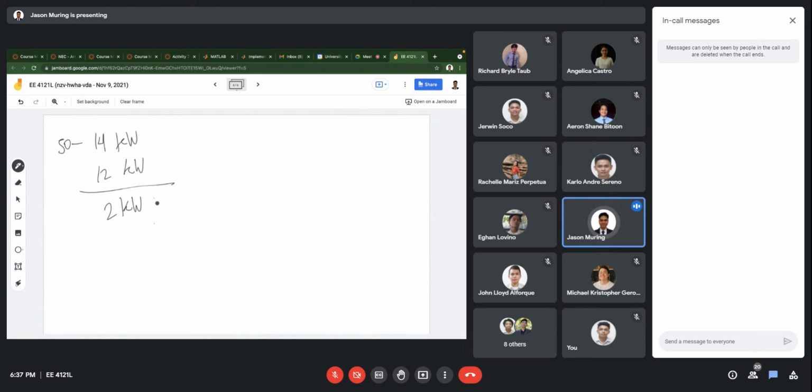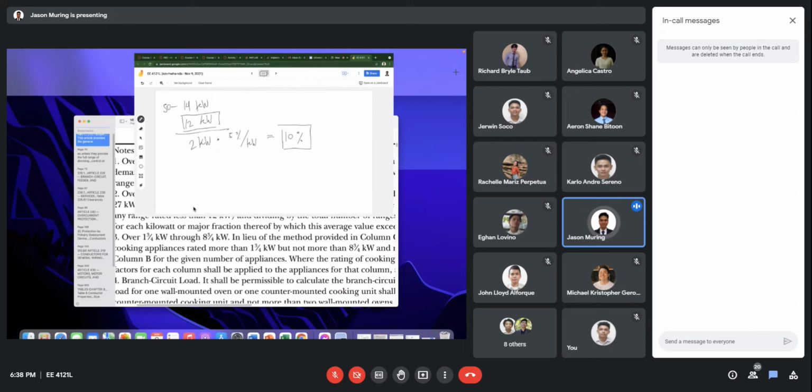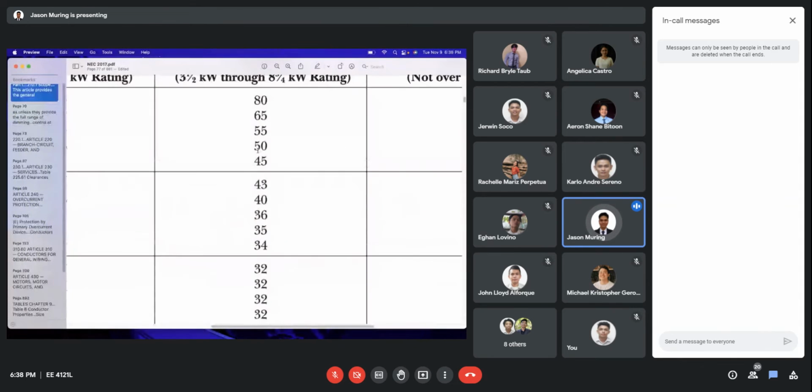Okay, so considering it is 14, according to note 1, I need to have 5% more per additional kilowatt. Okay, so therefore I need to add 10% to whatever result I get from column C. Okay, so we refer now to column C because this is our base, that is 12 kilowatt. Column C is for 12 kilowatt and not more than 12 kilowatt.